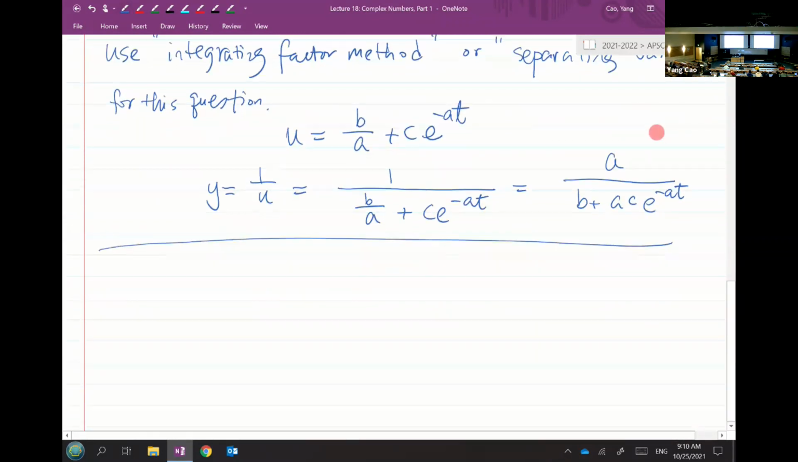All right, so the natural next step, after first order, is to learn second order ODE. But before we learn second order ODE, we have to learn a new topic, which will help us solve second order linear ODE. And this topic is about complex numbers.